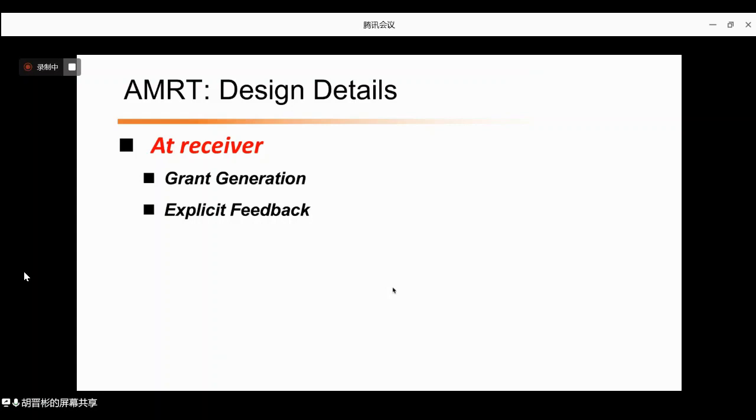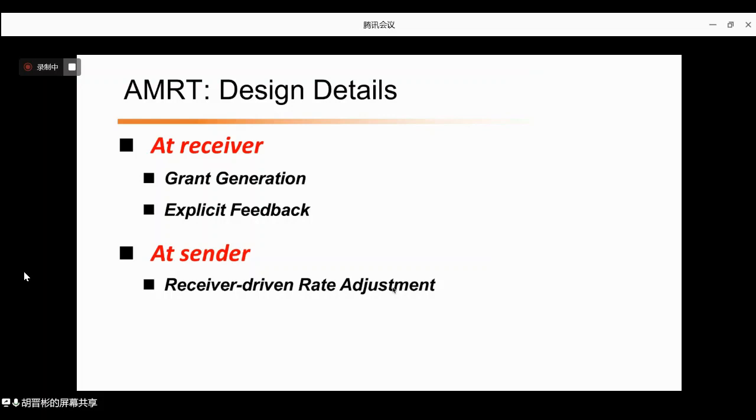At the sender, AMRT adjusts the sending rate in a cautious yet active manner. Specifically, if an ECN marked grant arrives at the sender, AMRT adds aggressively to the receiver driving transmission by driving 2 data packets. On the contrary, if a grant without ECN marking arrives at the sender, it means that the inter-packet gap is not large enough to add a data packet, and AMRT conservatively triggers only one data packet.